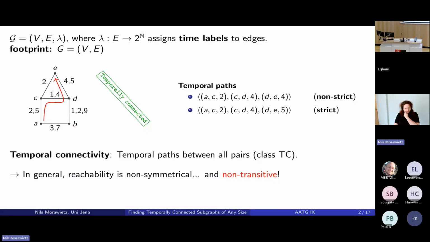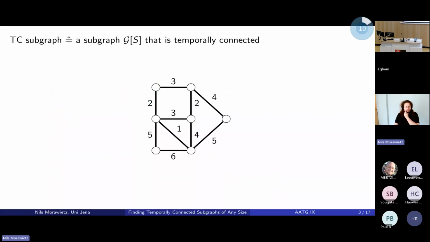And the problem we are interested in our work is the following. We're interested in, first of all, TC subgraphs, which are just vertex-induced subgraphs of a temporal graph. And they should be TC, so temporally connected. For example, here in our favorite toy example, we can say, okay, these 5 vertices, topology-wise the same as here, just this small house, this time flipped upside down.